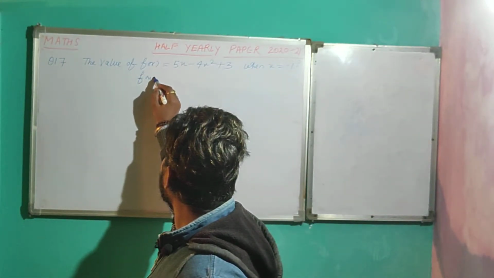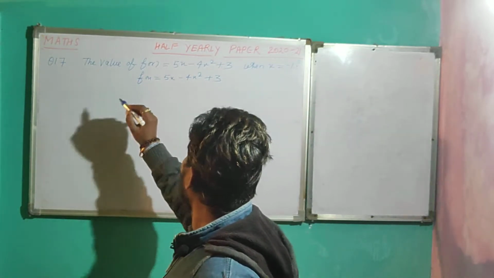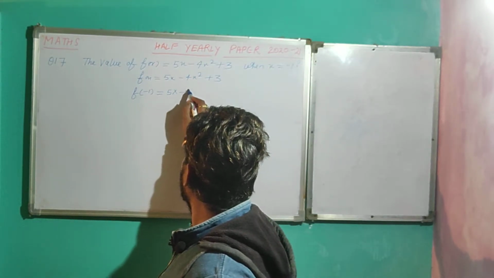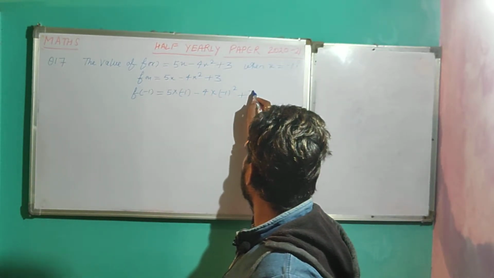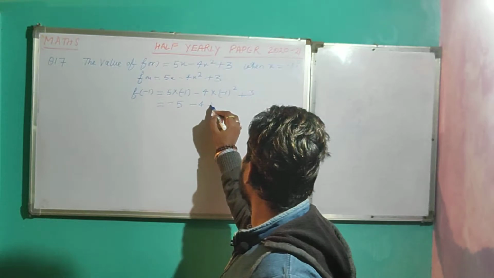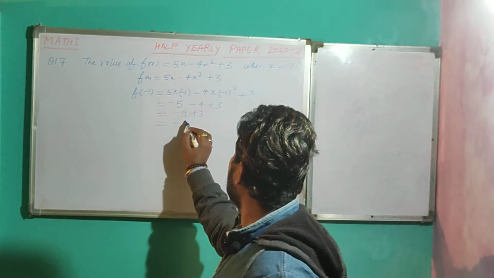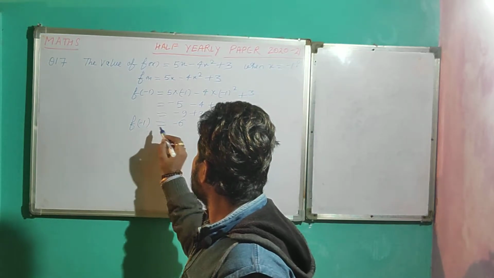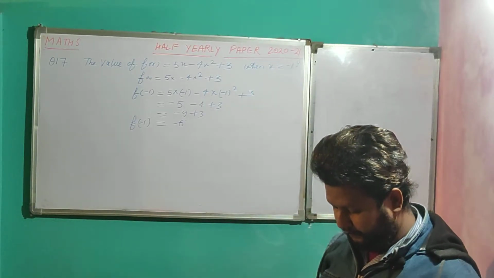So f(x) is equal to 5x minus 4x square plus 3. Putting x is equal to minus 1, we have 5 into minus 1 minus 4 into minus 1 square plus 3. Then this is minus 5, this is 4, this is 3. This is minus 9 plus 3 and this is equal to minus 6. So the value of f(minus 1) is equal to minus 6. Now next question. Question number 18.